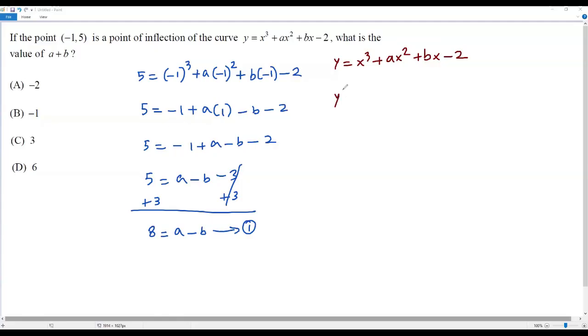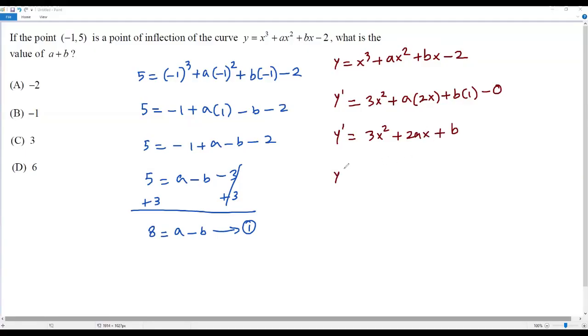Now let me find the first derivative, that is y prime. So y' = 3x², and a is a constant, so we can keep this constant as it is. When I find the derivative of x², it will be 2x. Plus b is a constant, and the derivative of x will become 1. And the derivative of the constant is 0. Then let's do some simplification. 3x², a times 2x will be +2ax, and b times 1 is +b. Okay, now I got the first derivative.